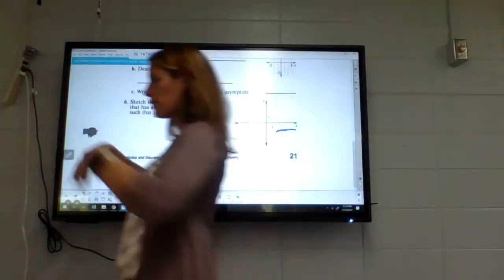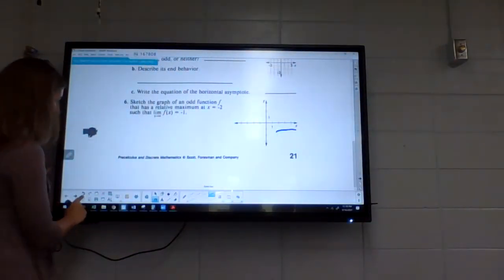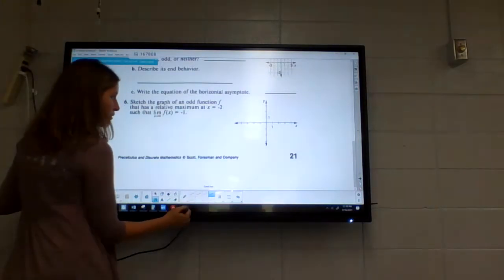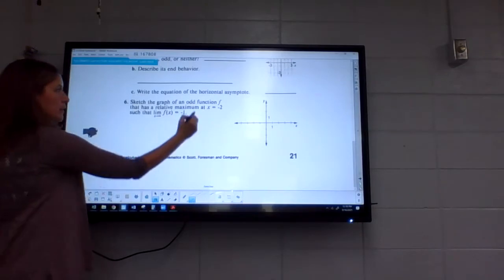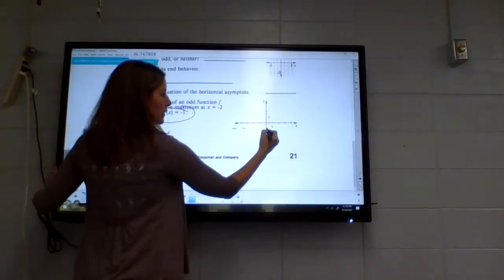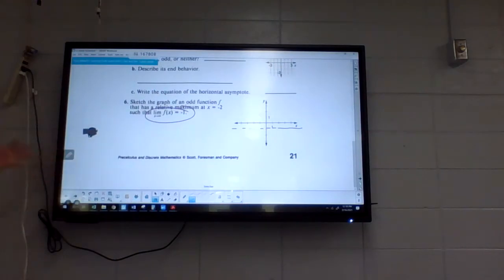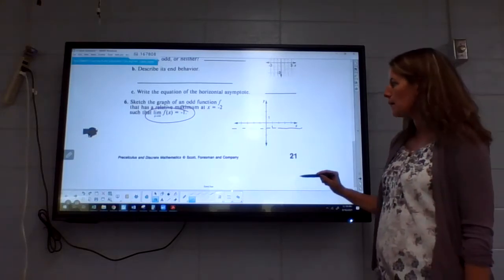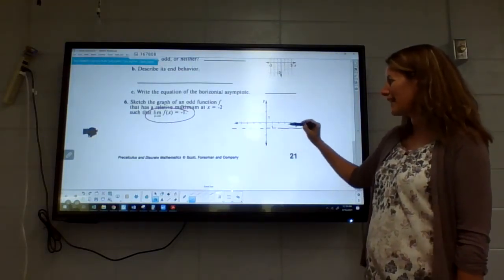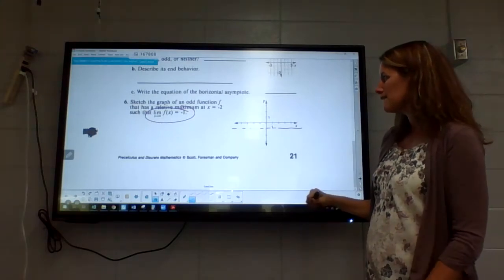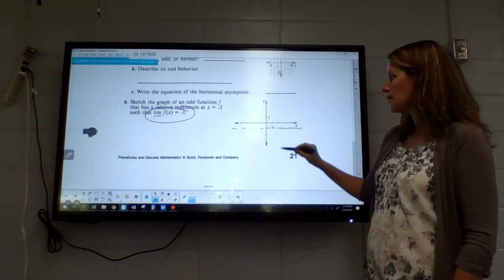Oh, so then I think we have to be above, right? So our limit is negative 1, so I'm going to put a line here. That's that asymptote, that would be where that'd be. There's a relative maximum at negative 2, and we want it to be an odd function. This is a tough one, so I understand that you guys ended up struggling with this one. Because if I have a maximum, and it's headed towards negative 1, I think I have to be above the graph. Right? Maximum at negative 2.